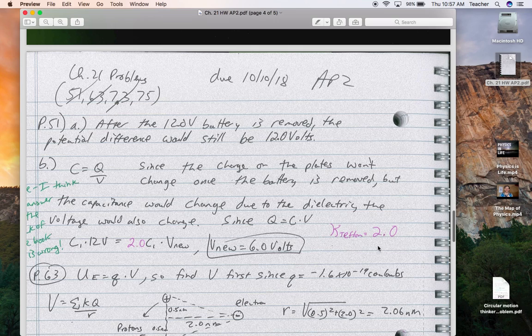If the Teflon's dielectric constant is 2.0, then because the charge cannot change if the battery is not connected, but with a dielectric the capacitance would go up, then the voltage would actually have to decrease. So the new voltage would be 6.0 volts.